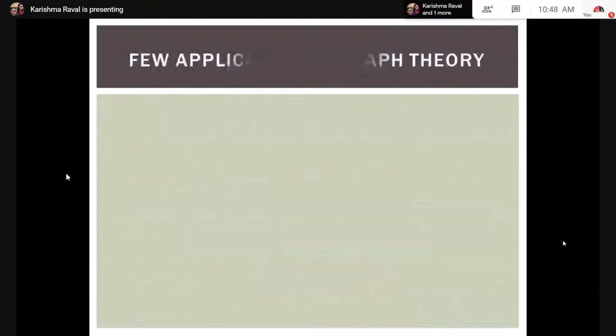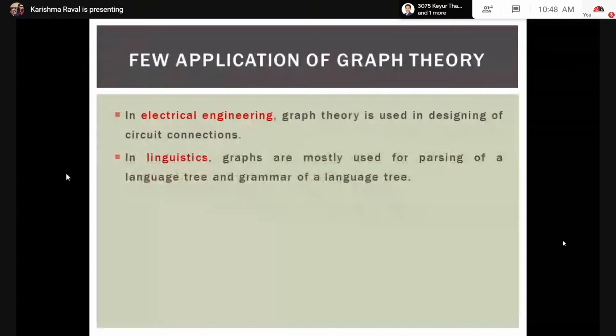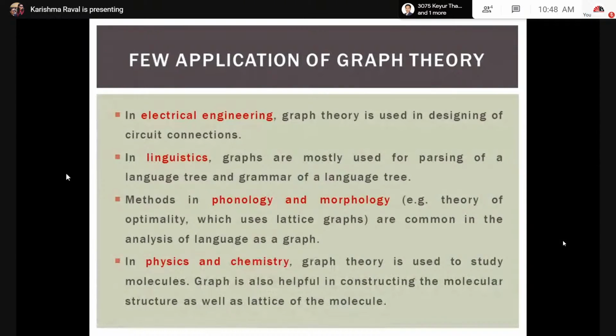A few more applications are in electrical engineering and linguistics. Graphs are mostly used for parsing of language, trees and grammar. For example, optimality theory uses lattice graphs. These are common in the analysis of language as a graph. In physics and chemistry, graph theory is used to study molecules. These are a very few examples highlighted for graph theory. We can have many such examples where we use graph theory.